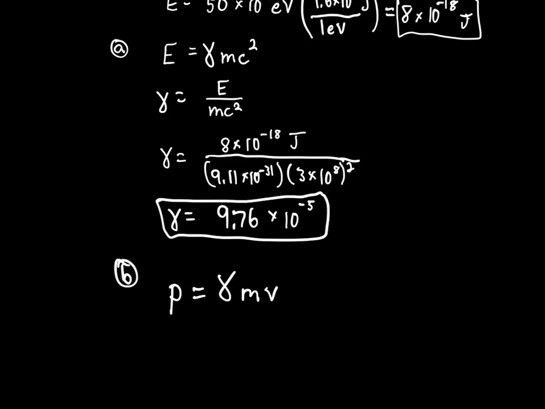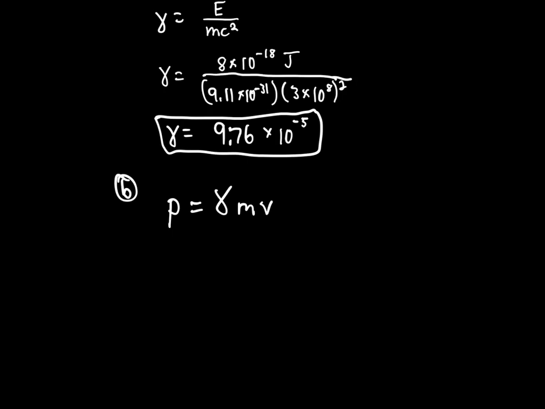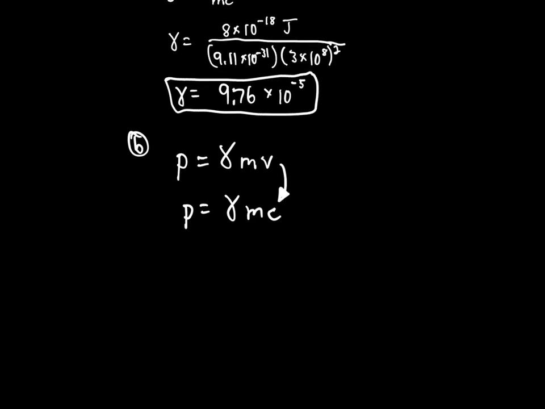P equals gamma mv. How fast is this thing going? It's in the linear accelerator. It's being accelerated super, super fast. So we're going to assume that it's basically going more or less the speed of light. This to this is a pretty big jump. It comes from knowing what they do in particle accelerators.